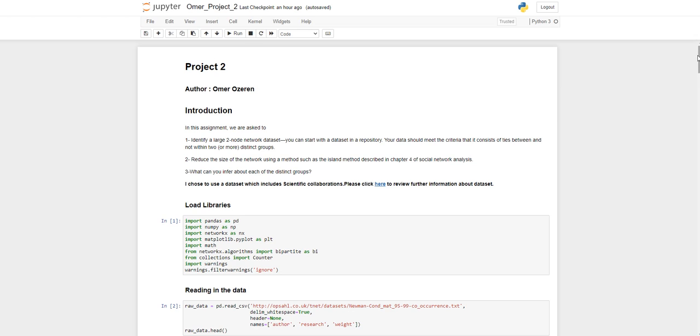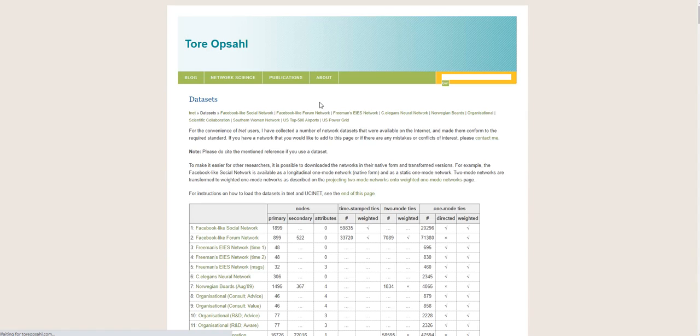For this assignment, we're asked to identify a large two-node network dataset and apply the Slan method to basically split the data. And we're also asked for information that we get from distinct groups. For this project, I chose the scientific collaboration data from this repository right here.